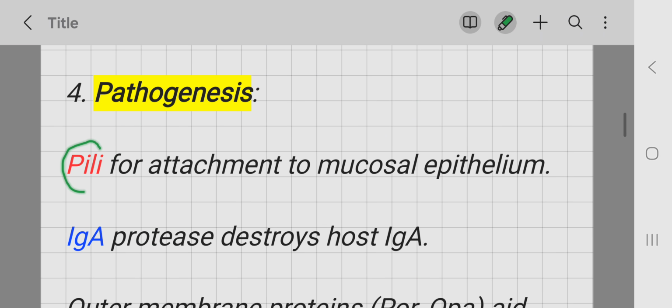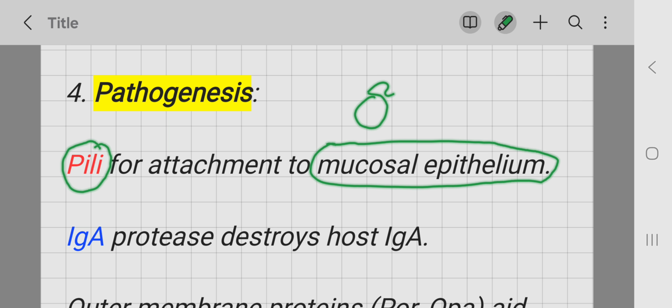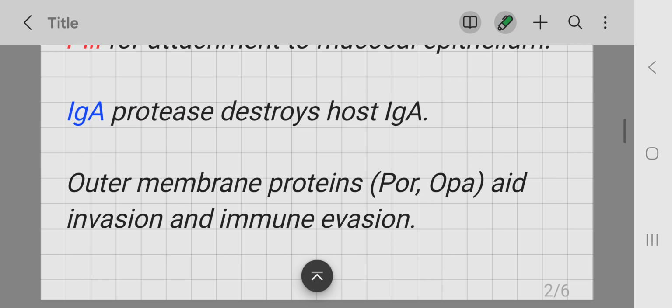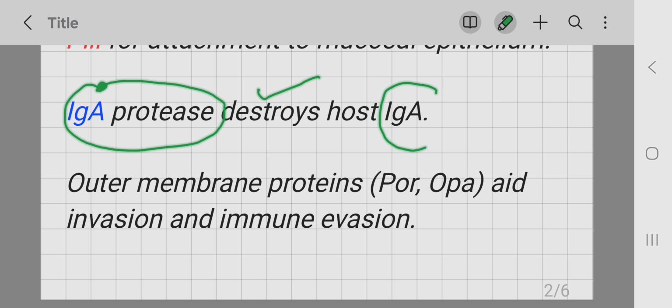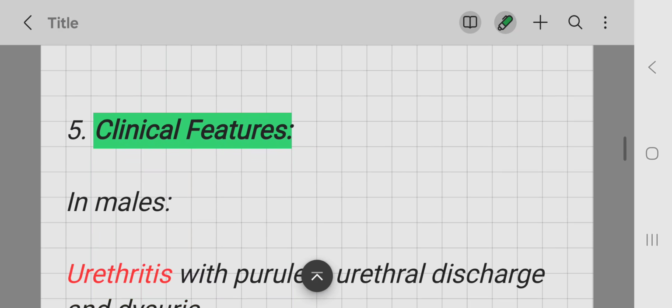Pathogenesis. It has pili for attachment to the mucosal epithelium. These pili help this bacteria adhere to the mucosal epithelium, and IgA protease is also present in Neisseria gonorrhoeae. This destroys the IgA antibody that is produced by the human body and present in body secretions. When this IgA is destroyed by the IgA protease, it helps in its virulence.